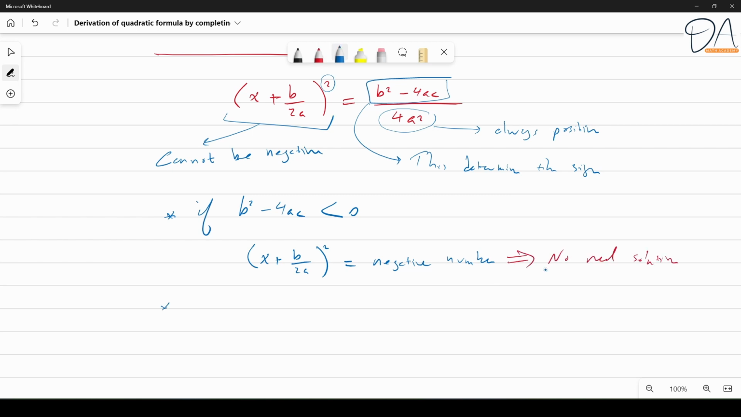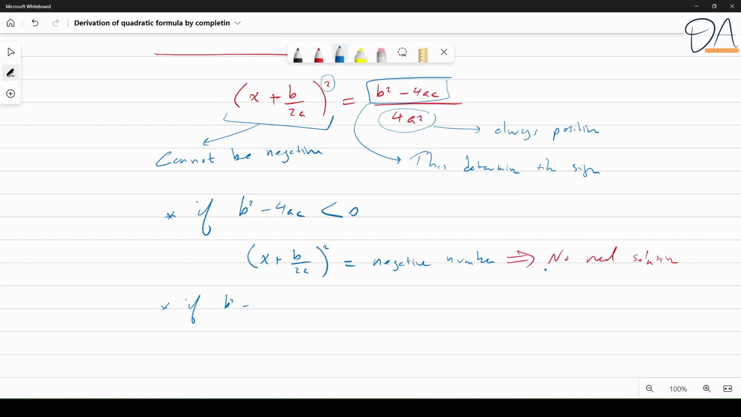So this is one case, when the discriminant is less than 0. You're getting an impossible situation. You're trying to square a number that should give you a negative. So we don't have any real number. Now we are excluding complex numbers here. We're just focusing on real numbers. So there is no real solution.